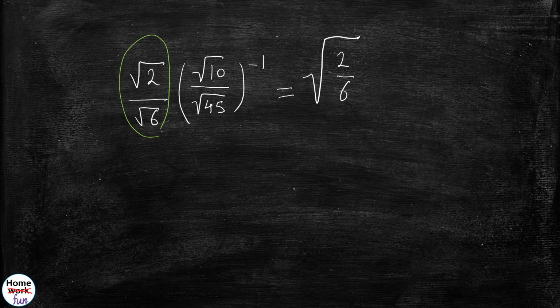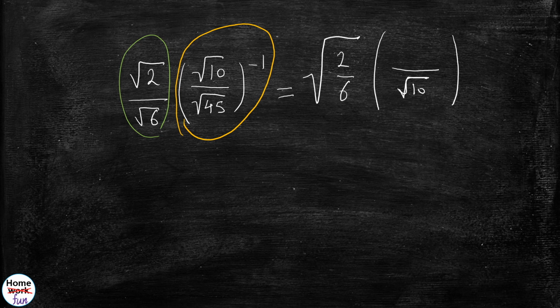Now the second one here, to the power of negative 1. Remember the negative powers? We can just flip the sign if we reciprocate that fraction. So whatever is on the top here, I'm going to put the parenthesis. Square root of 10 was on the top, I bring it to the bottom.